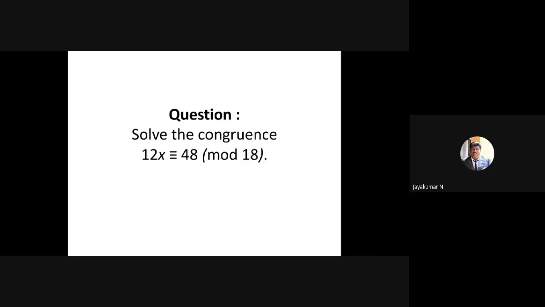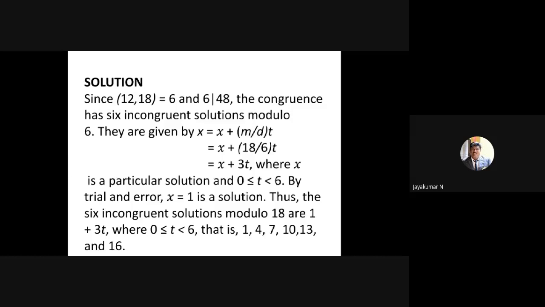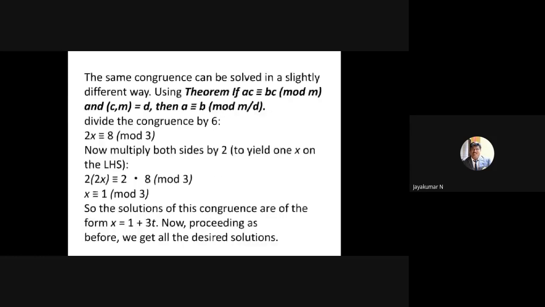The same linear congruence can be solved in another way. This is one way, and in another way we can solve this problem. So it is another method. You know the theorem: if ac is congruent to bc mod m and the gcd of c comma m is equal to d, then a is congruent to b mod m by d.